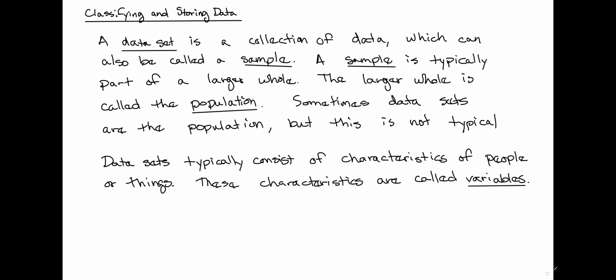Okay, so let's actually go to the next page here. So we're going to discuss two types of variables. So we're going to look at numerical variables. So a numerical variable describes a quantity of something that's related to the object that you're looking at. Actually, let's do this.